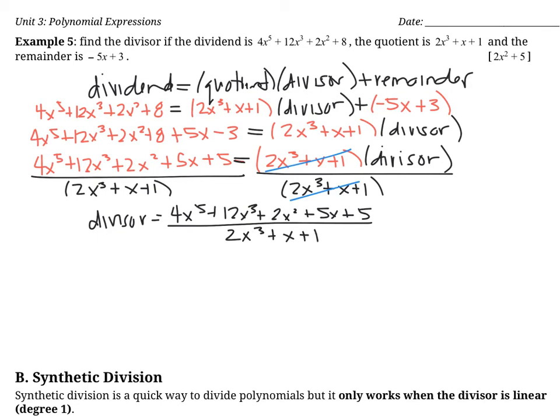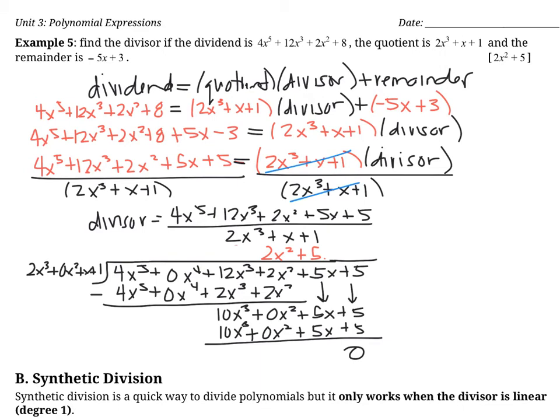Phew. But we're not done yet, because if this is what the divisor is equal to, we've got to figure out what this ugly thing divided by this ugly thing is. So now we know the deal. We're going to do long division. So set it up, have fun, check back in the video to make sure you've done it correctly.